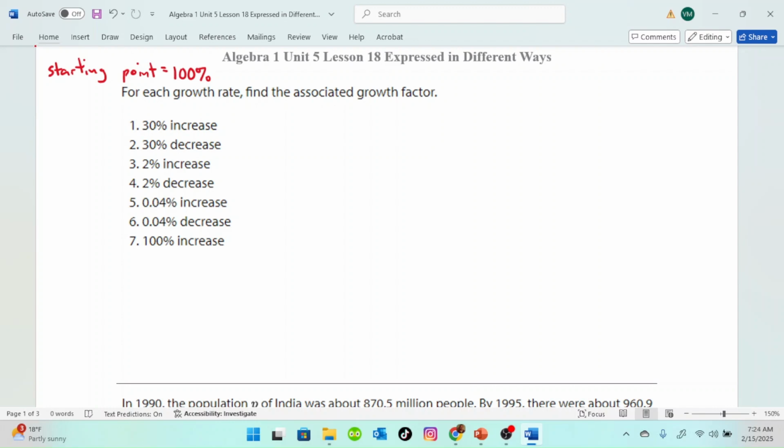Now, changing from a percentage to a decimal, which is what we're going to be doing in these problems, you need to move the decimal point two spots left. So, let's look at our problems.